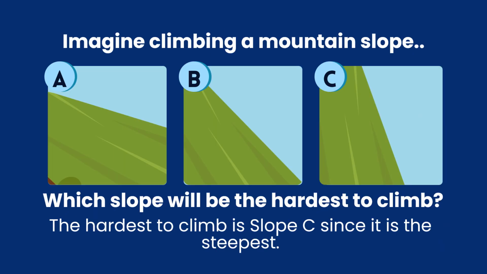Now let's imagine this in more simple terms. Think about climbing a mountain. Which one would be the hardest to climb? Would it be A, B, or C? Well, slope C would be the hardest because it is the steepest. Slope A would be the easiest because it is the least steep. So the steeper the line, the greater the slope.